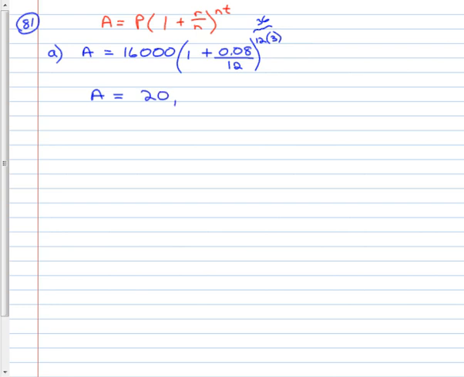$20,323.79, rounded to the hundredth because that is where our money is rounded. This should be accurate to the penny.